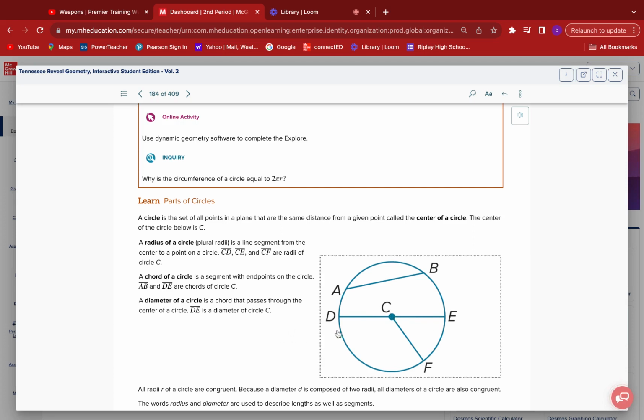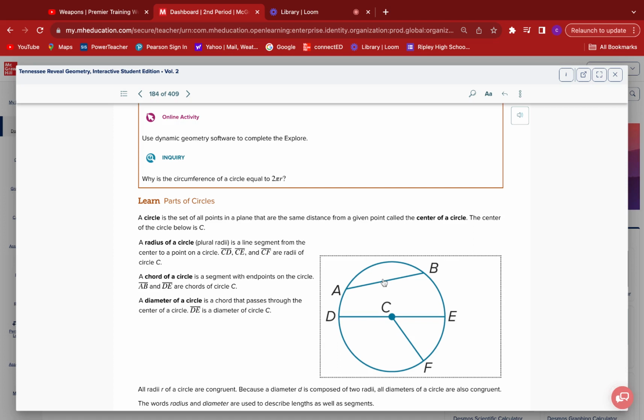All right, so the radius is the distance from the center out to the circle. So this is radius CD. This could be radius CE, and of course CF is a radius. AB is not a radius because it does not go through the center. It's not a diameter either because it doesn't go through the center. This is what we call a chord.